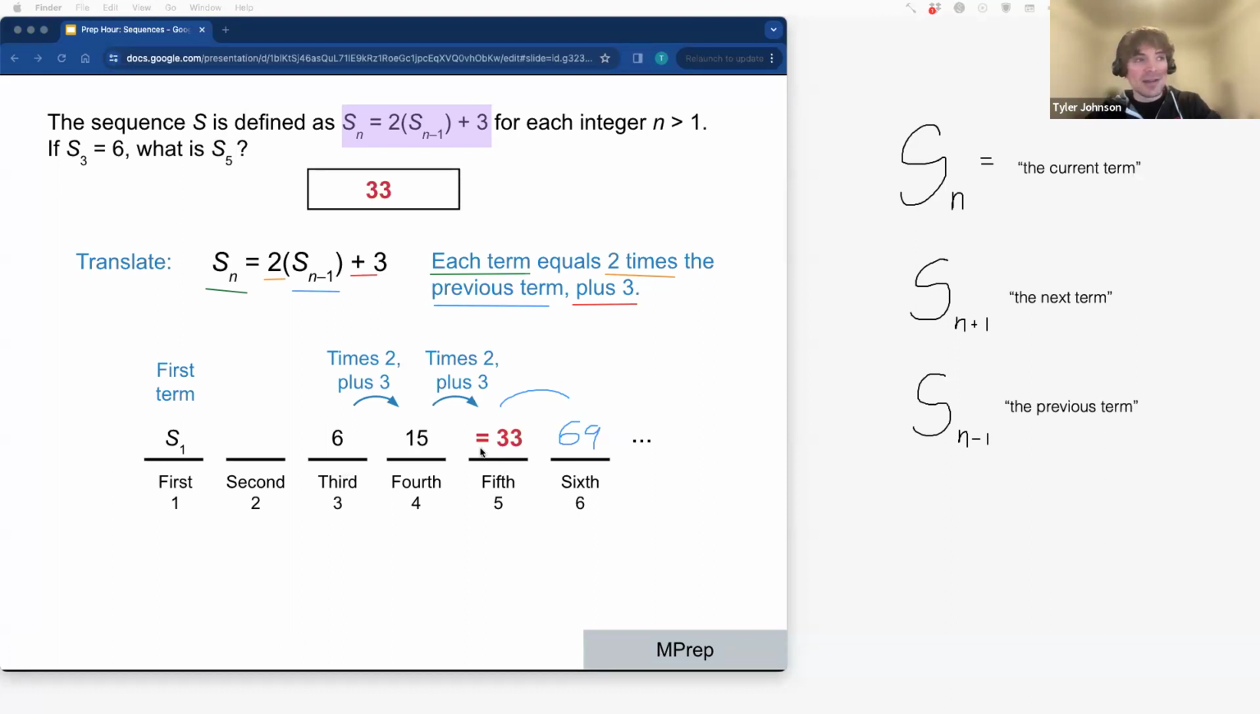But for extra credit, this is a little more difficult. What if I were moving backwards? What if I went back from the third term to the second term? What is the second value of this sequence?